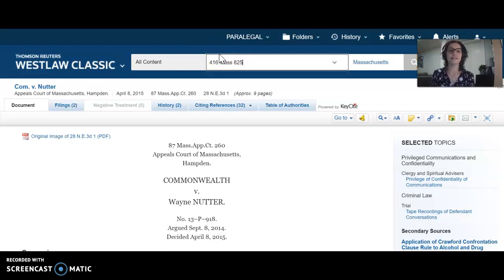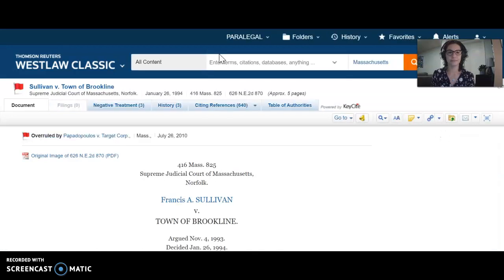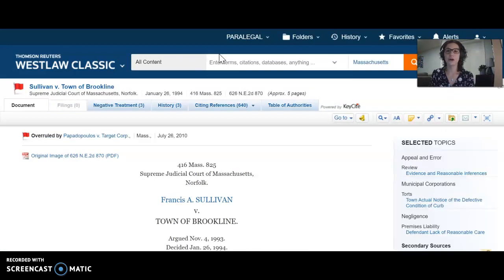This is the case Sullivan versus Town of Brookline. So I'll let that load. When we see the red flag, it's like seeing a red light or a stop sign. It means stop. And I said it in class, but I'll say it again slowly. A red flag means that my case, the one that I'm researching, this Sullivan case, is not good law for at least one point of law in it. At least one point of law from Sullivan has been changed or overturned after Sullivan.